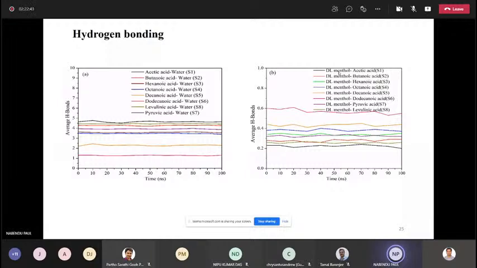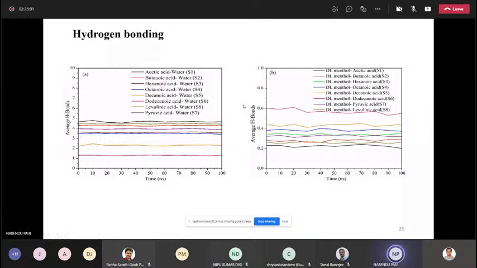So a similar thing is coming in the H bonding also. The average H bonding of the DL-menthol dodecanoic acid, the pink one, is the highest, whereas the DL-menthol acetic acid is coming at the lowest. So it is a similar trend that we have noticed in the case of hydrogen bonding also.